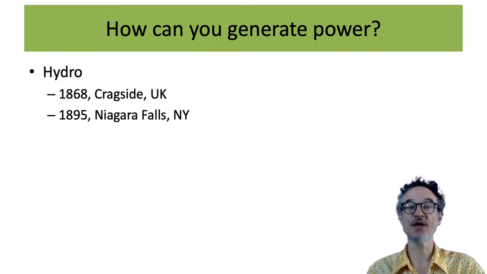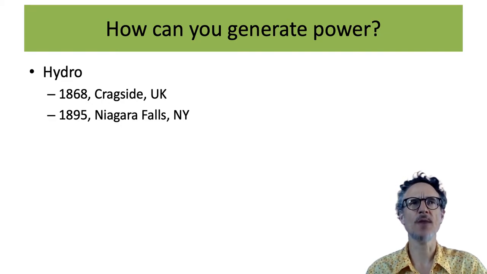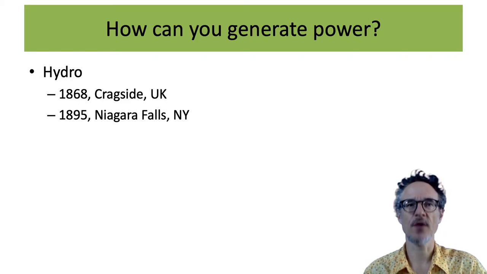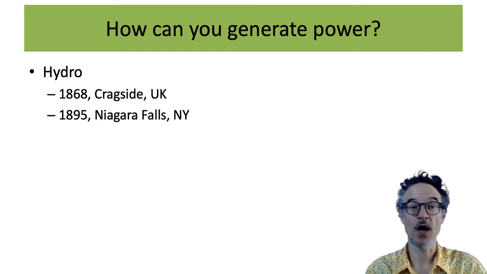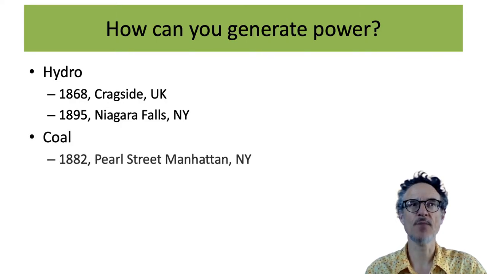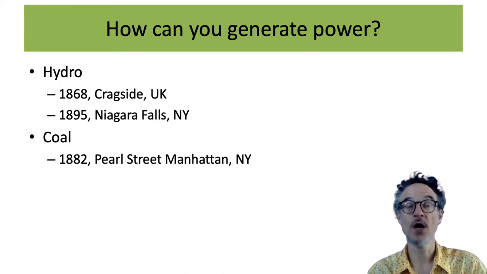Hydroelectric power, so generating power from running water, was first done in Scotland. Then a larger scale hydroelectric power station was made at Niagara Falls in New York State. The first coal power station was in 1882 in Manhattan in New York City.